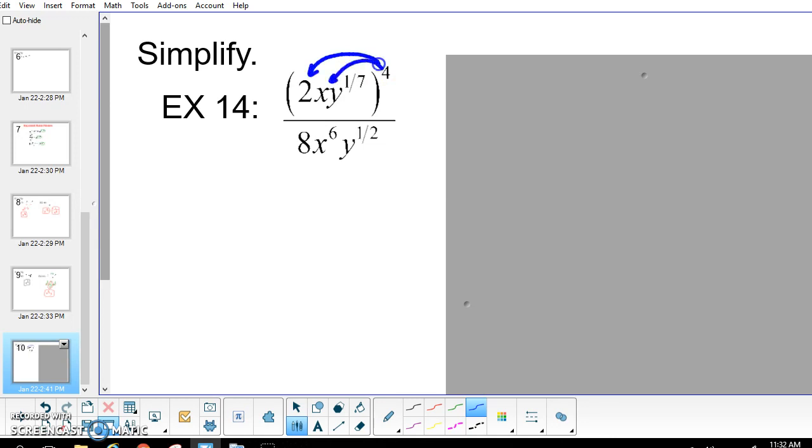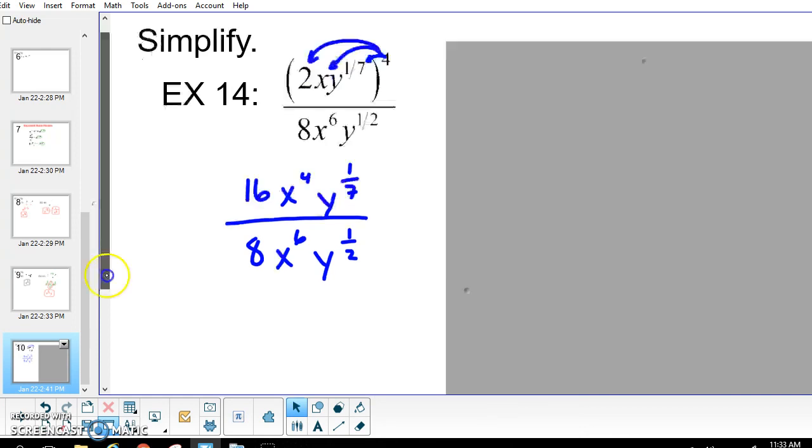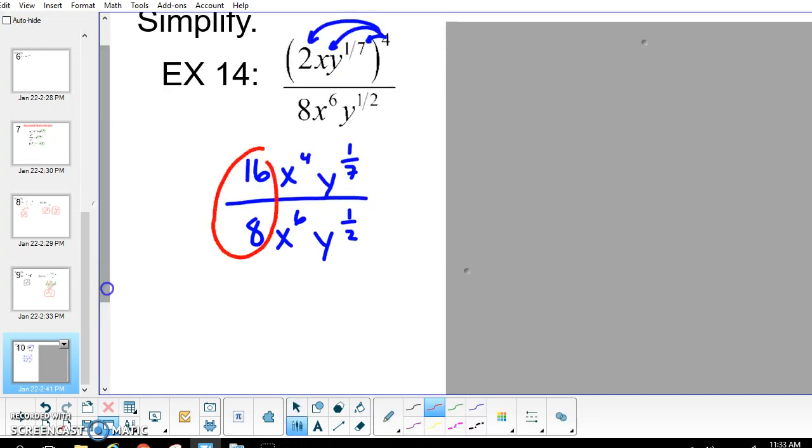So I'm going to distribute the exponent outside. So that's 2 to the 4th. And I'm going to go ahead and evaluate that because those are both numbers. So 2 to the 4th is 16. Okay, over 8. X is 6, 1/2. Okay, so 16 and 8 are regular numbers. So I'm going to do the regular operation here, which is division. So 16 divided by 8 is 2. And so 2 is on top.